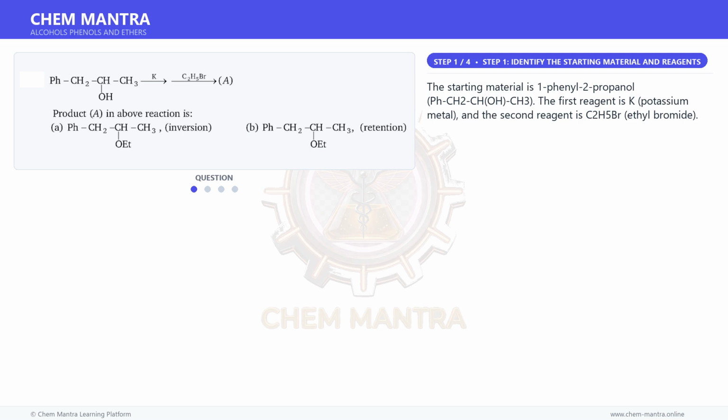The starting material is 1-phenyl-2-propanol, PhCH2CH(OH)CH3. The first reagent is K, potassium metal, and the second reagent is C2H5Br, ethyl bromide.